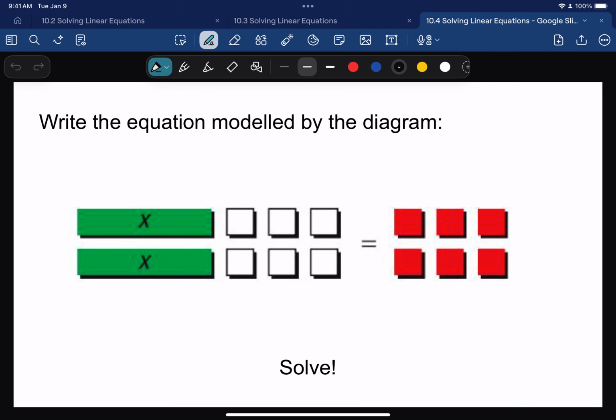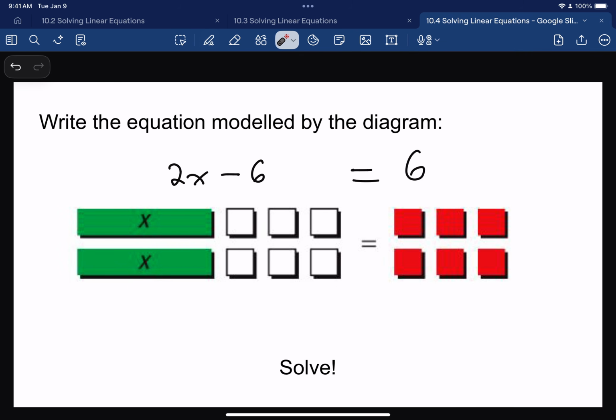On the left-hand side here, we can see there is 2 x's and there is 6 white squares. So we could write this as 2x minus 6, because when a square is white, that means it's negative, equals, over here we have 6 red squares, which would be positive 6. So 2x minus 6 equals 6. Now this is one way we could write this, but there's actually also another way.